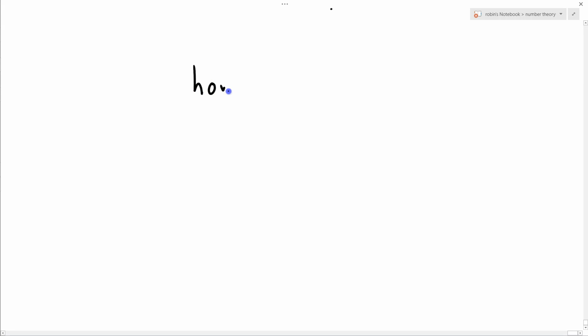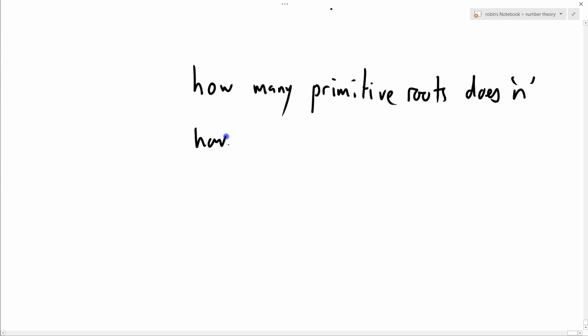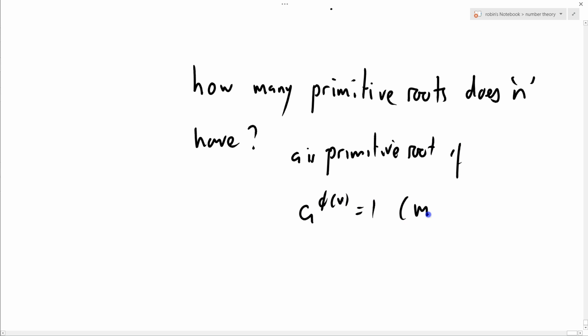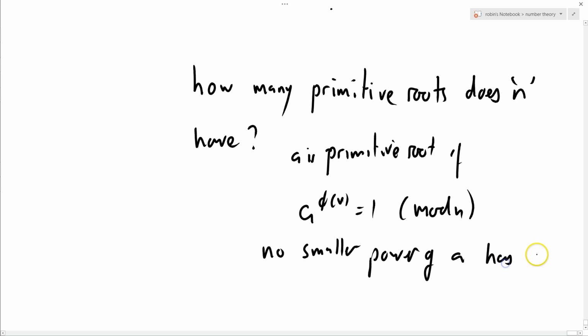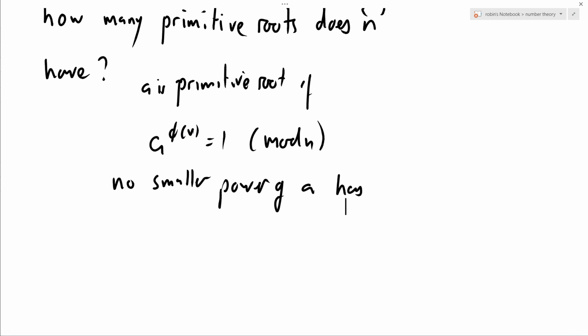Right, I'm going to answer the question now. How many primitive roots does n, the integer n, have? Remember that a is a primitive root if a to the power phi of n equals 1, everything modulo n, and no smaller power will do. No smaller power of a is equal to 1. So that's what it is.